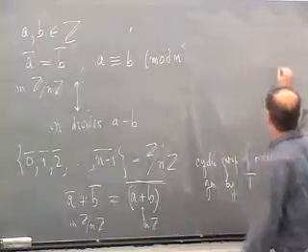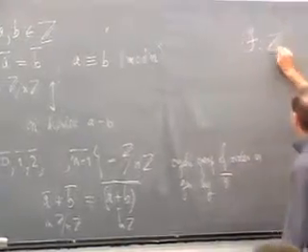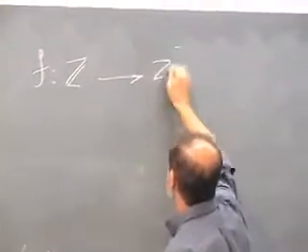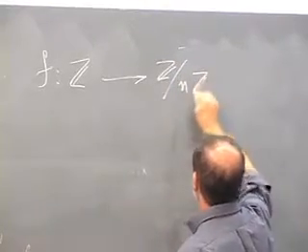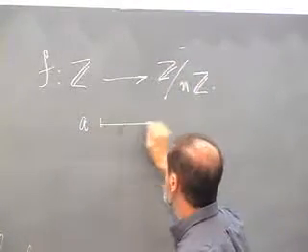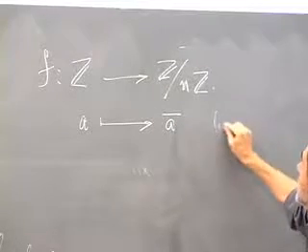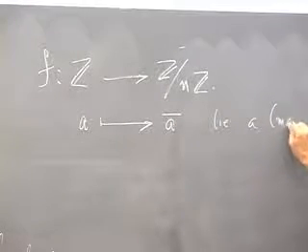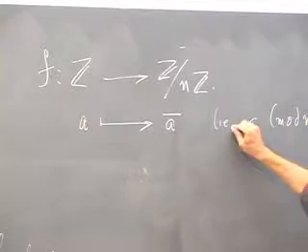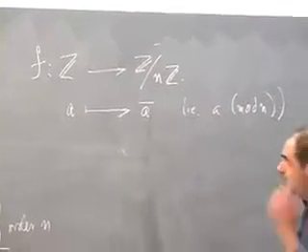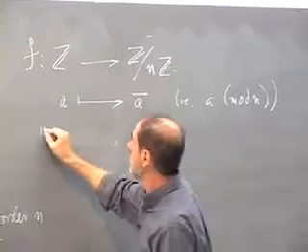Moreover, we have a natural group homomorphism, f, from Z to Z mod NZ, which takes the class of a to the class of a bar, i.e. a mod n, the remainder of a after division by n. And this is a group homomorphism.